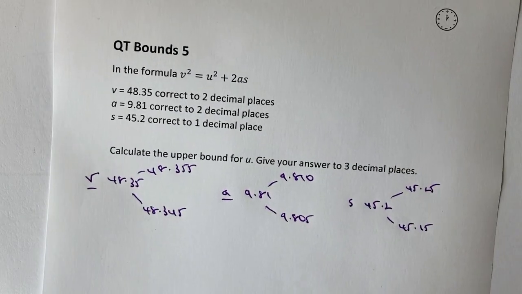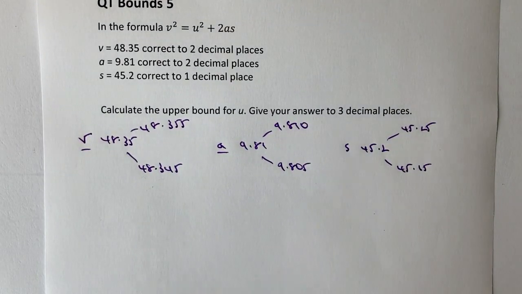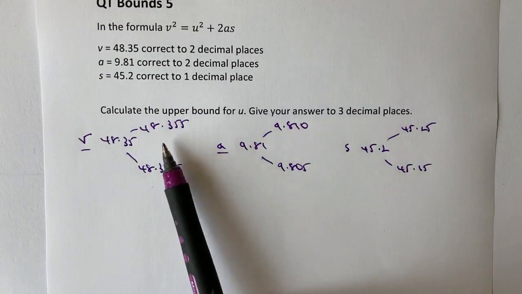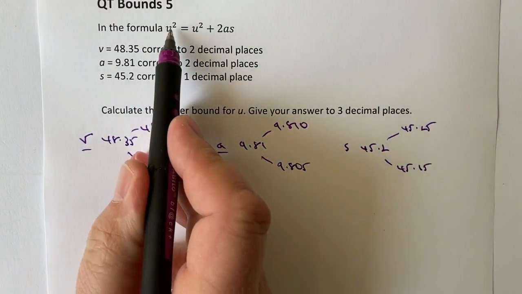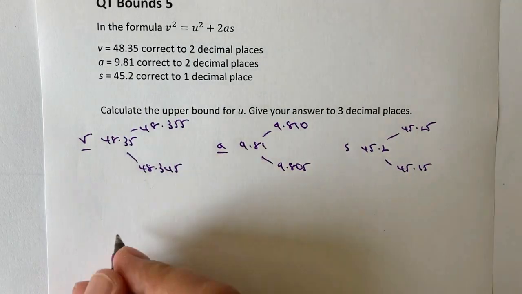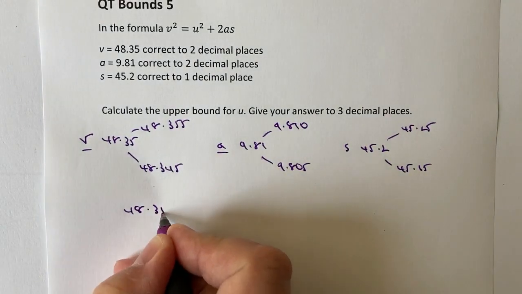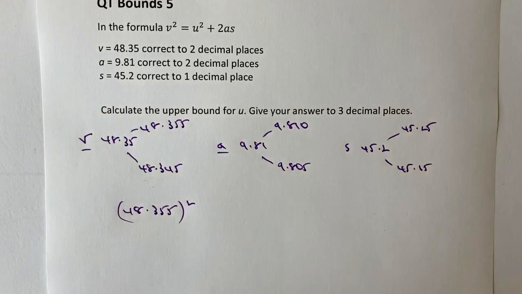Now what we're looking at is putting this information into this particular formula in order to find the upper bound for u, and that's going to be the important one. It's not all about just using the upper bound values of each of these. What we've got to try to do is find the biggest number that u could be. We need a little bit of algebra for that. So what we've got is v squared. Well, the upper bound of v is 48.355 squared, and that's absolutely fine.